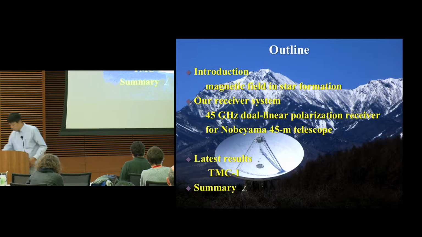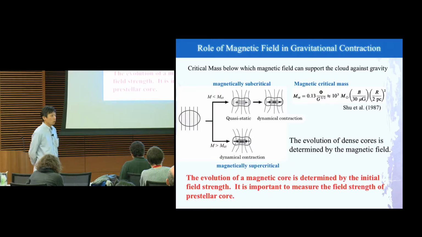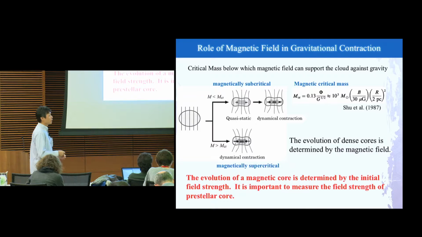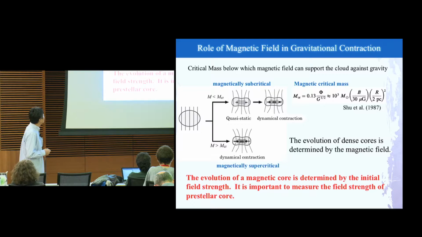Magnetic fields play an important role in the process of gravitational contraction of dense cores to form stars. There is an important parameter which determines the evolution of magnetic clouds, the magnetic critical mass. If the cloud mass is larger than this critical mass, the magnetic field alone cannot support the cloud against gravitational contraction. Such a cloud is called magnetically supercritical. A supercritical cloud contracts dynamically to form stars, and the contraction proceeds within the freefall time, so it is a relatively rapid evolution.